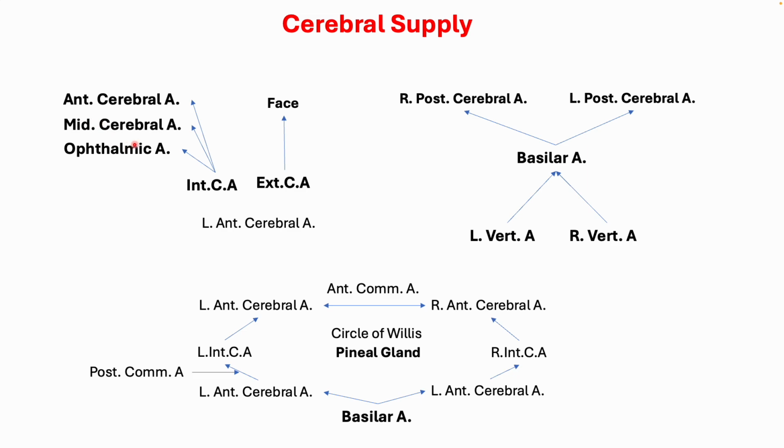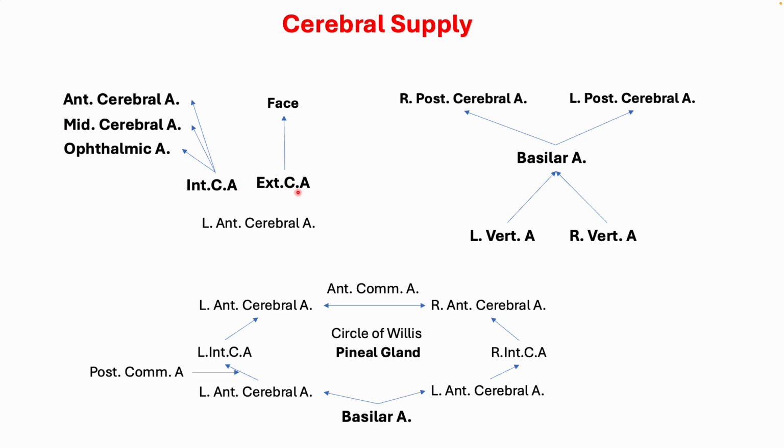And your ophthalmic artery will supply from the frontal part of your brain all the way to your eyes. So these are the various connections that go from your eyes to your brain, so they do need a lot of blood supply. Okay, so three branches from the internal carotid arteries: anterior cerebral, middle cerebral, ophthalmic.